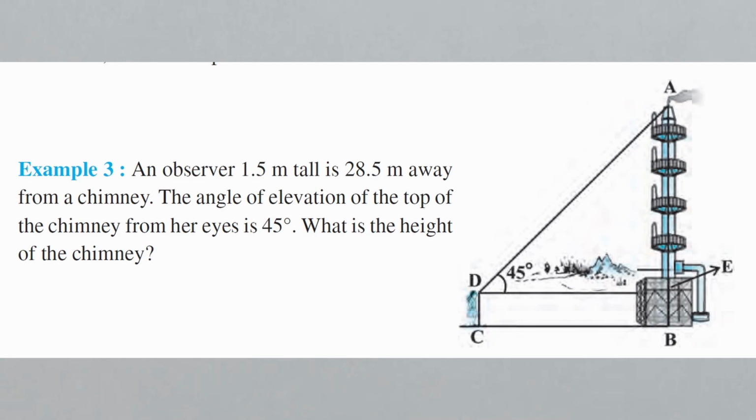The first example that we are going to take today is from the NCERT book. The chapter name is Some Applications of Trigonometry. It is solved example 3. The question is as follows. An observer 1.5 meters tall is 28.5 meters away from a chimney. The angle of elevation of the top of the chimney from her eyes is 45 degrees. What is the height of the chimney?